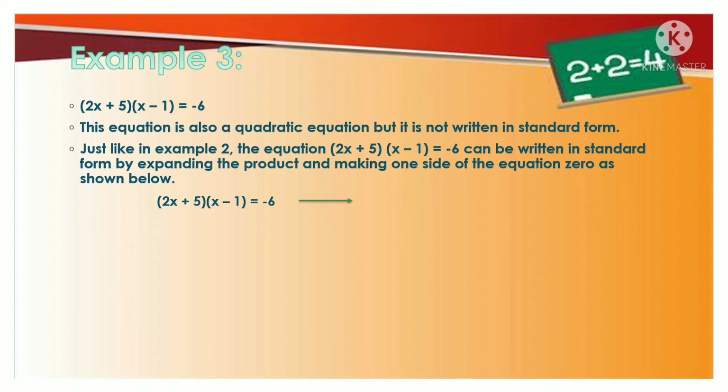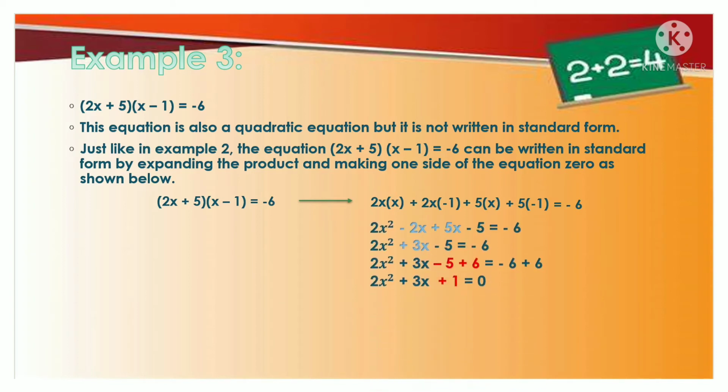To expand the product, we are going to apply the distributive property of equality. So let us multiply positive 2x to x and positive 2x to negative 1. Multiply positive 5 to x and positive 5 to negative 1 and copy equals negative 6. So let us multiply now. We have 2x times x is 2x squared and 2x times negative 1 is negative 2x. 5 times x is positive 5x. Positive 5 times negative 1 is negative 5 and copy equals negative 6.